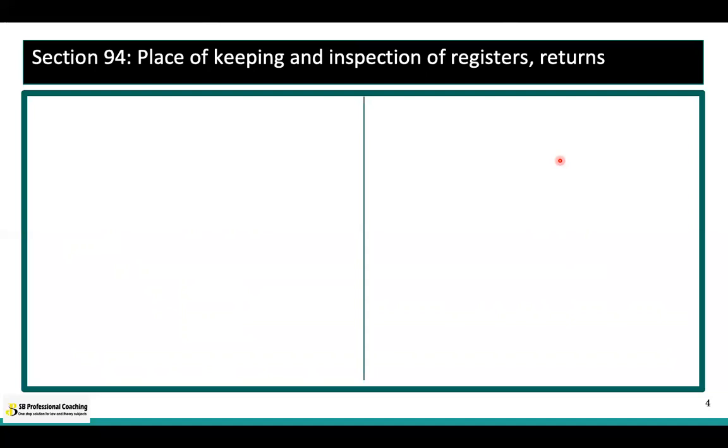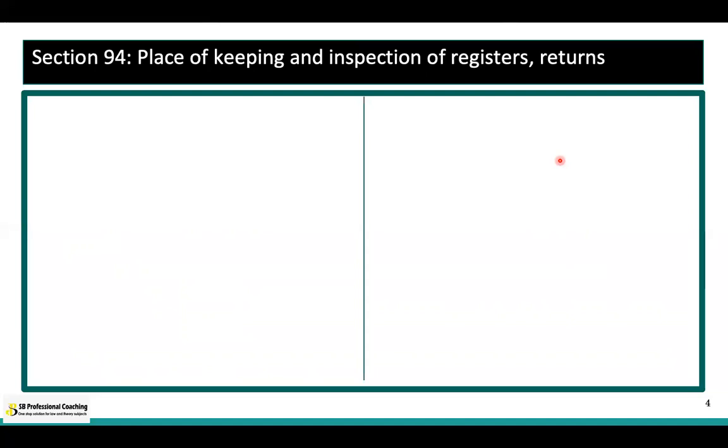One is about place and the other is about inspection of registers and returns. Okay. Now in the very first part, Section 94 speaks about place. Normally a company has to keep its registers and returns at the registered office of the company.